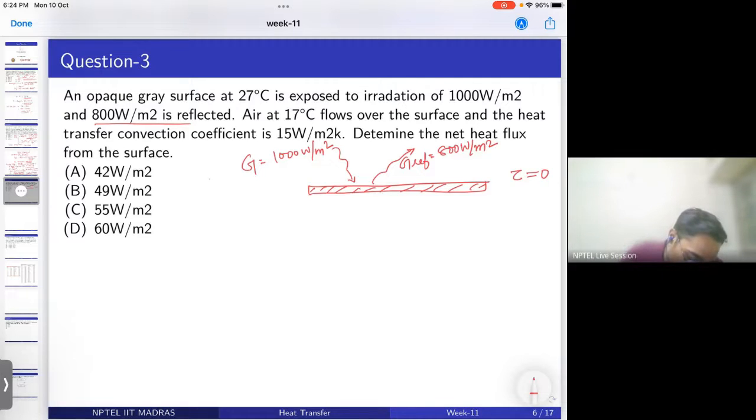So air is flowing, so some convection loss is also happening. That is, air is flowing at 27 degrees Celsius. So we convert to Kelvin, that is 300 Kelvin. And the heat transfer coefficient is also given, that is 15 watts per meter square Kelvin. We have to determine the net heat flux from the surface. That is, what we have to find is Q net.